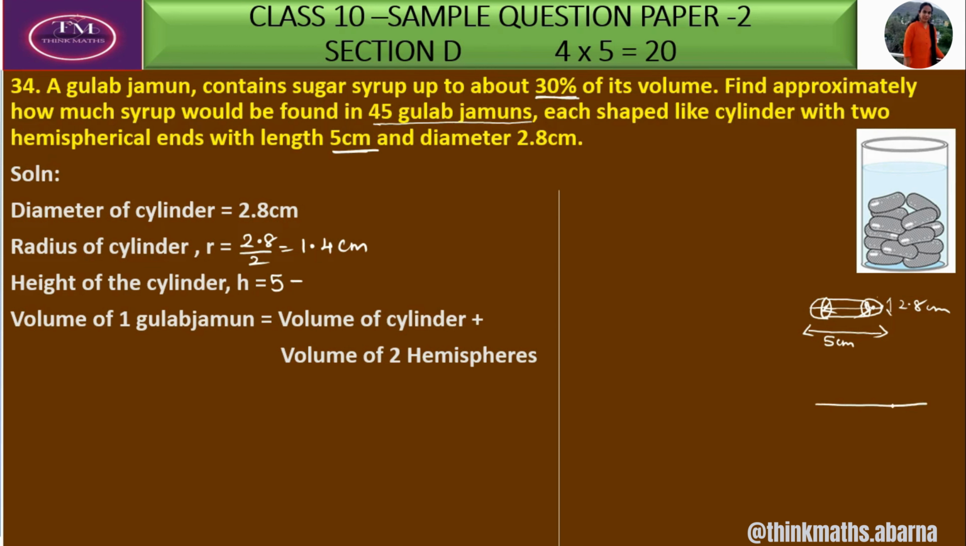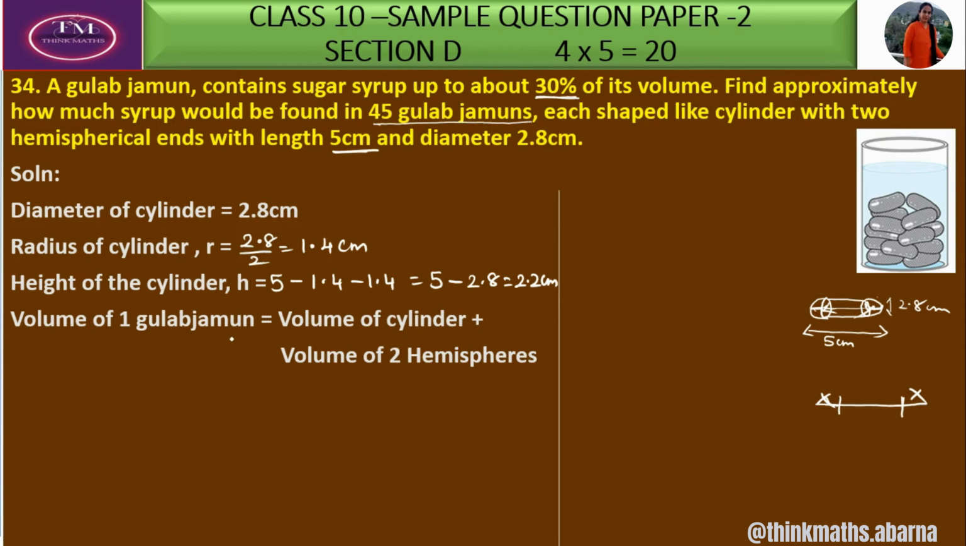So this is the total length, 5 centimeter, and in this is the cylinder. These two lengths will be the radius of the hemisphere. As we discussed in the previous problem, the shape is the same, just here it is about 45 gulab jamun and 30 percentage volume. From the total length 5, we have to take out the radius of the hemisphere on both sides, 1.4 and another 1.4. So it is 5 minus 2.8, which is 2.2 centimeter. So the height of the cylinder is equal to 2.2 centimeter.